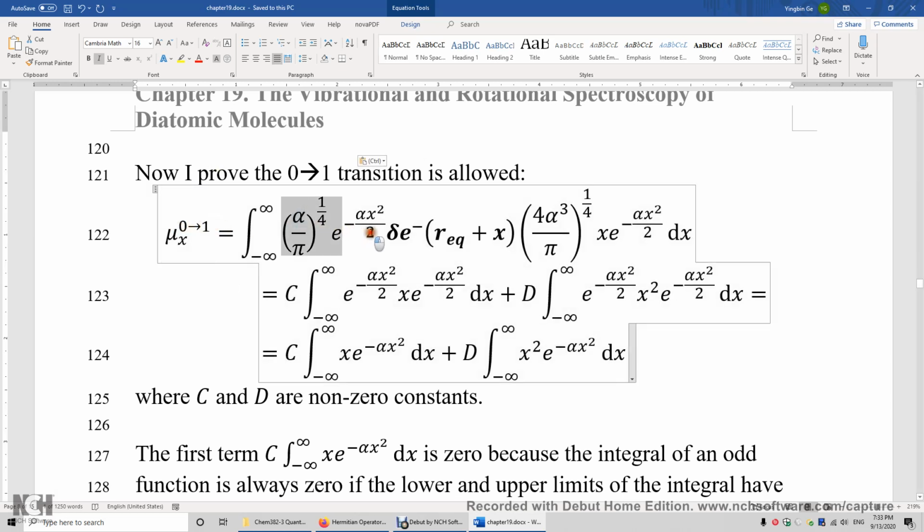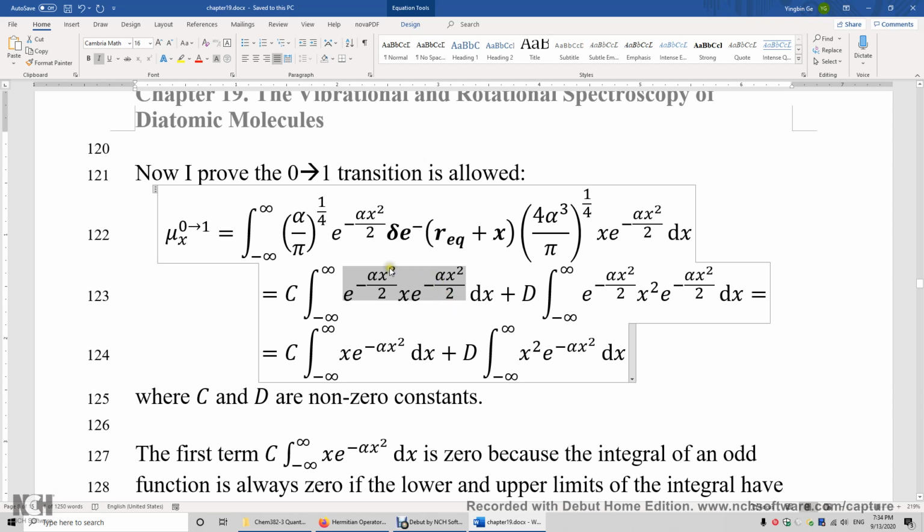This is the level 0. This is level 1 wave function. In the middle, we have the dipole moment. Again, there are two terms. I'm going to separate these two terms. Okay, this one and this one. All right. So now you can see we combine this constant, this delta E, this R_eq, and this constant together into C. All right, so you have this function inside the integral.